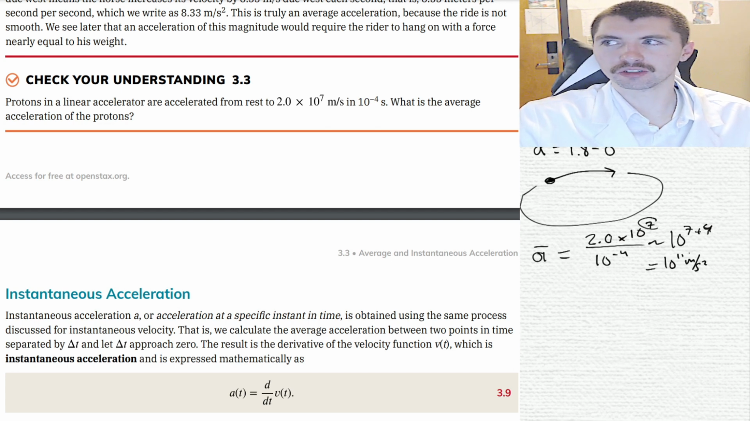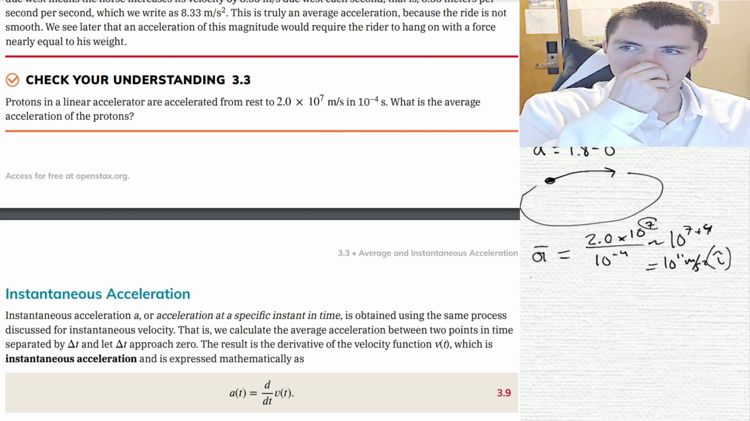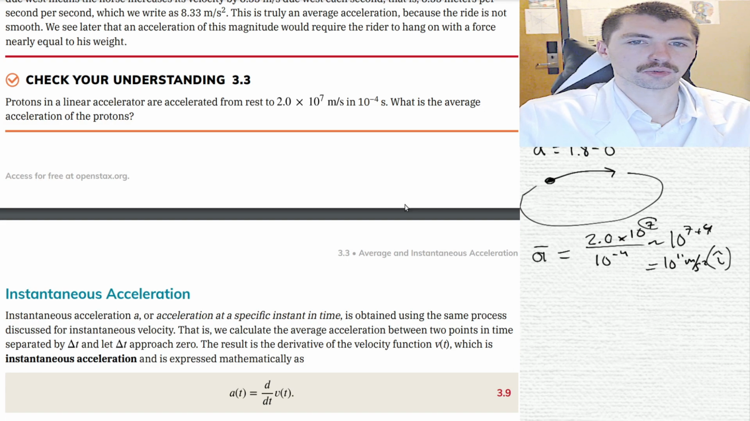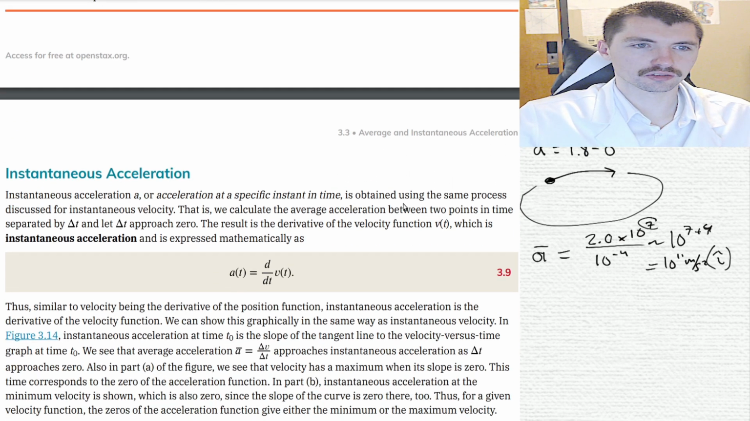And see that now the book's contradicting itself. It didn't give us a direction. Is it going this way or is it going this way? It should really specify it. So we're going to correct that and just write i hat. So 10^11 meters per second squared is the average acceleration.